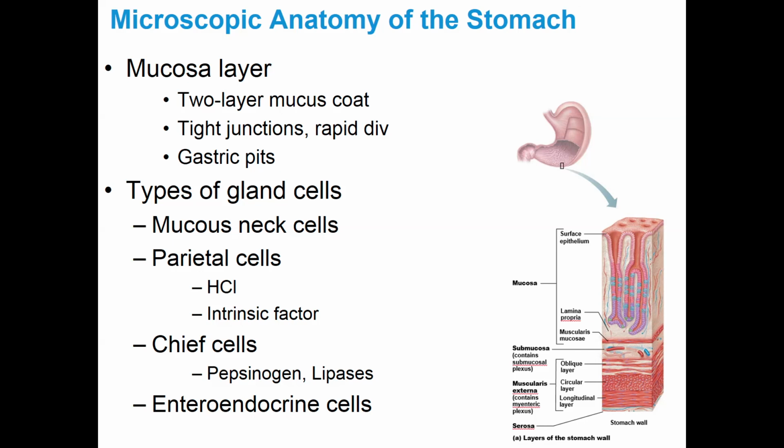All right, so if you look more closely at the stomach, I mentioned that the stomach is a pretty hostile environment, and so we have to keep it from digesting itself. We have to be able to protect the stomach from the things that it secretes. There are a few different ways that we do that. The first you can see there is the 2-layer mucus coat.